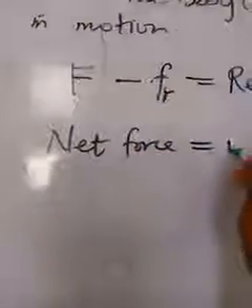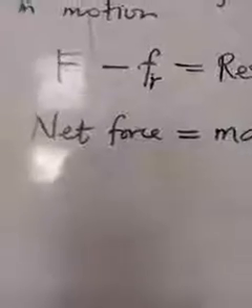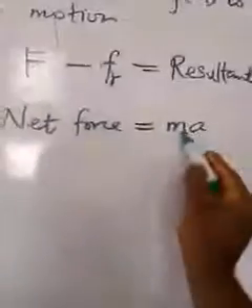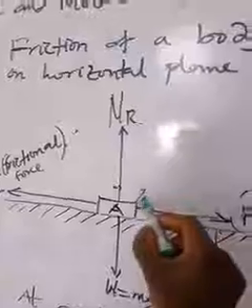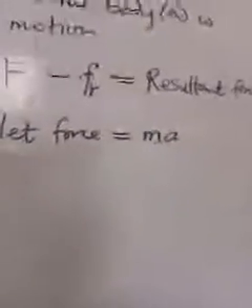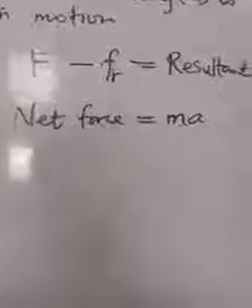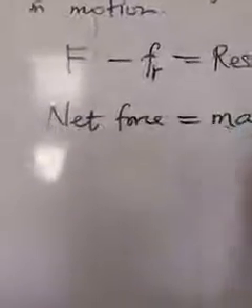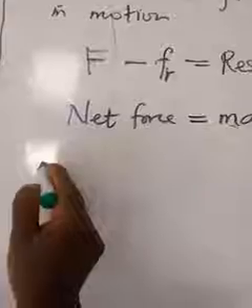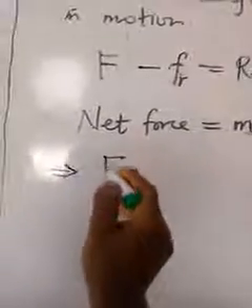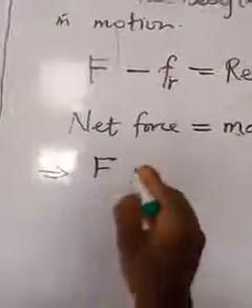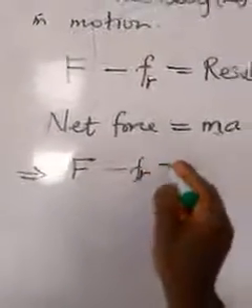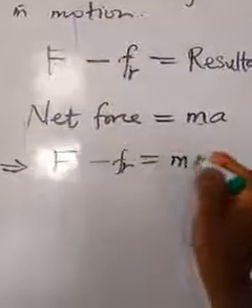Net force can be defined as the product of mass and the acceleration. The mass that we are seeing here is the mass of the body A. Then the acceleration a is the acceleration of the body when it starts moving on a straight line. So therefore, let's go back to this and put this ma in place of resultant force. This implies that the applied force minus the frictional force is equal to ma.